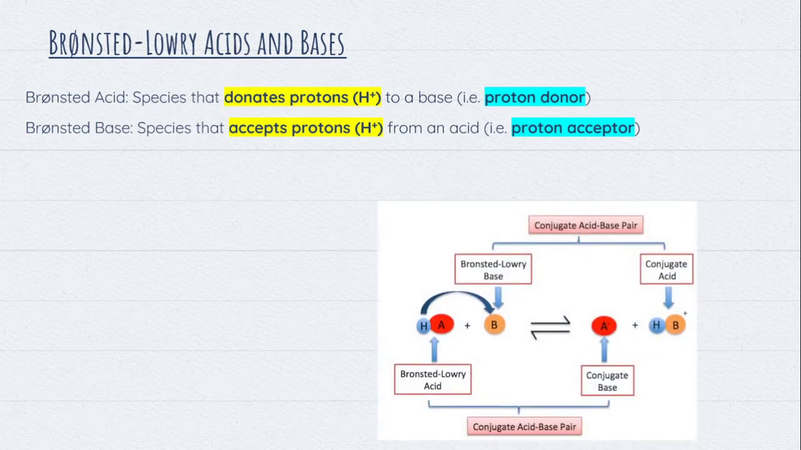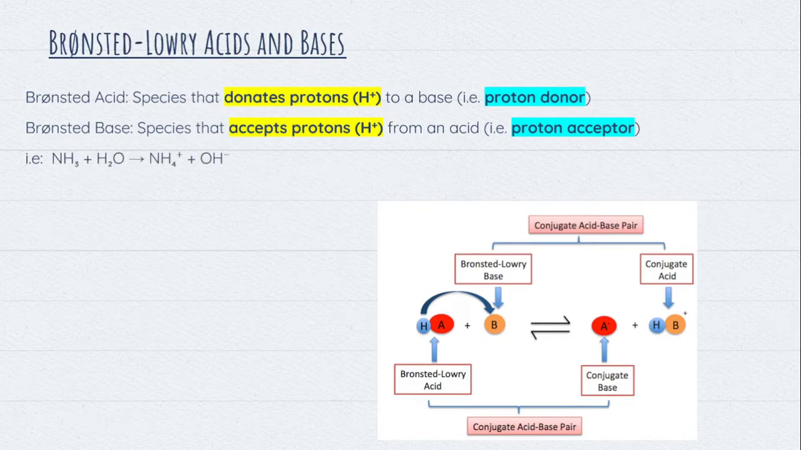And a visual guide is shown right here. If you look at HA, it's going to donate H plus to B, thereby forming A minus. And thereby you see this word conjugate base. Essentially, you can look at it as the corresponding base. And B would then accept the H plus and get the corresponding acid, the HB cation.